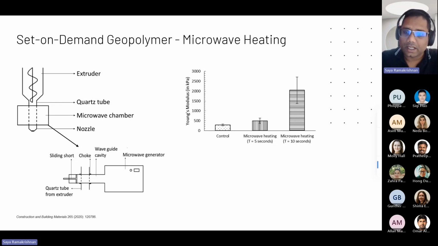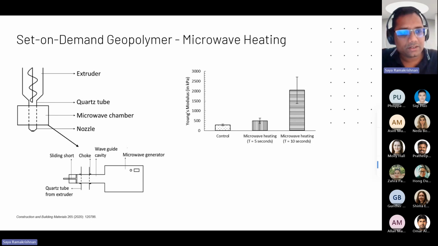This time is very critical because even though we say 5 seconds or 10 seconds, it is the time the concrete remains in the microwave zone. If the concrete is extruded faster, this time is going to be very short, whereas if the concrete moves slowly, this time is going to be very long. So we need a mechanism to synchronize the extrusion rate of the concrete with the residence time, the time that it needs to remain in the microwave chamber. That's one of the critical aspects when it comes to microwave heating.